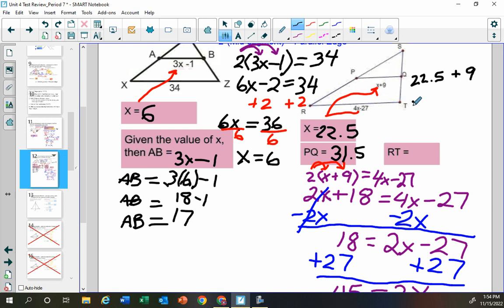And then at the bottom, you multiply 4 times 22.5. And then minus 27. I know it's a little messy, but the quickest way would take your 31.5, multiply it by 2. 60 what? Say it louder, Nelson. You were right, it is 63.